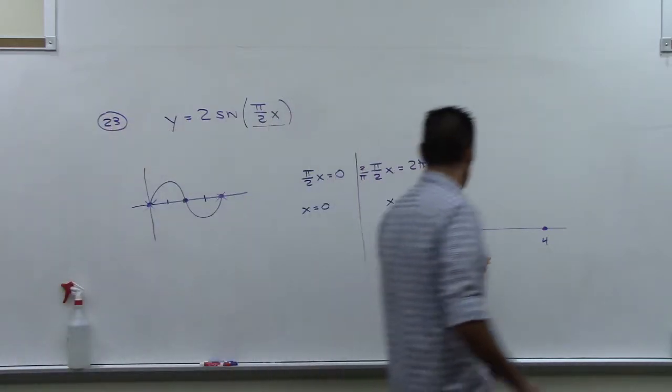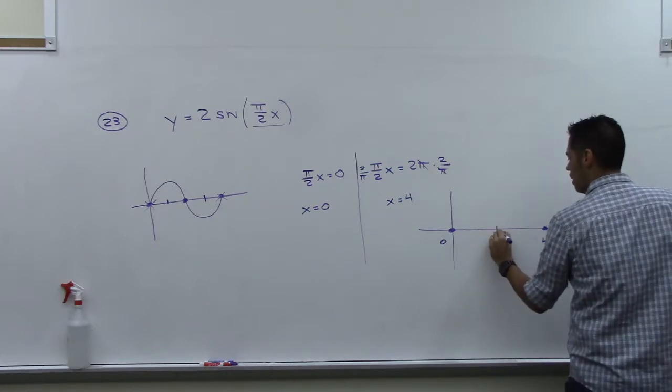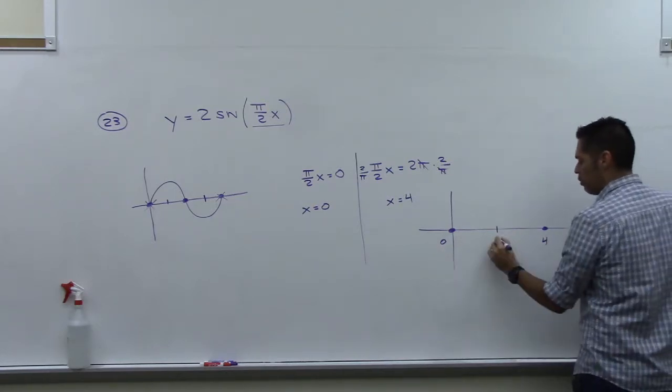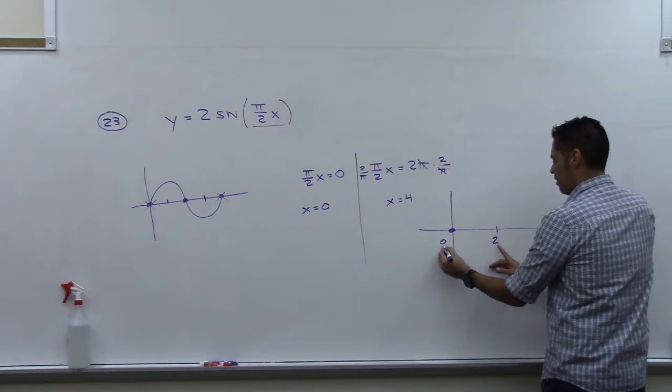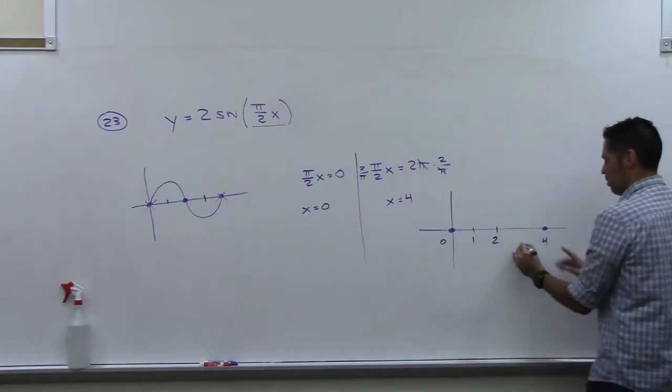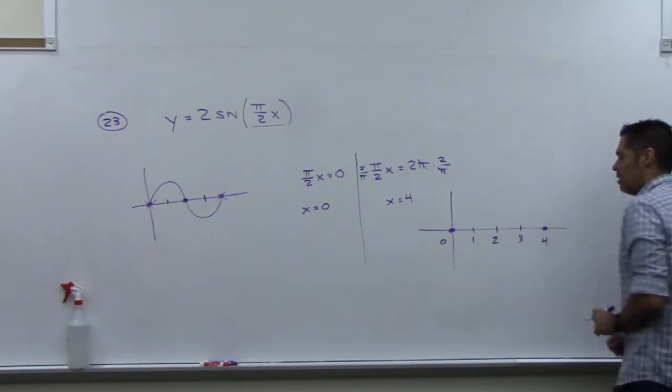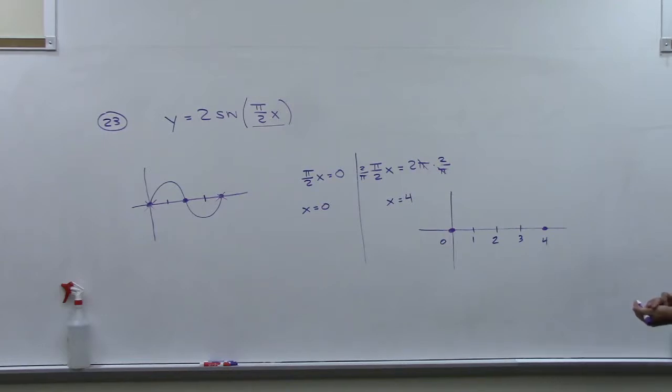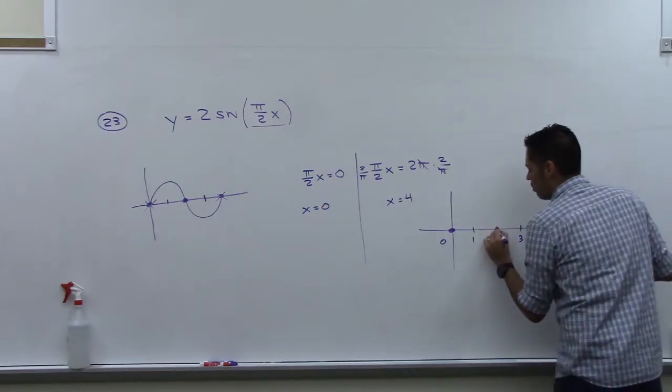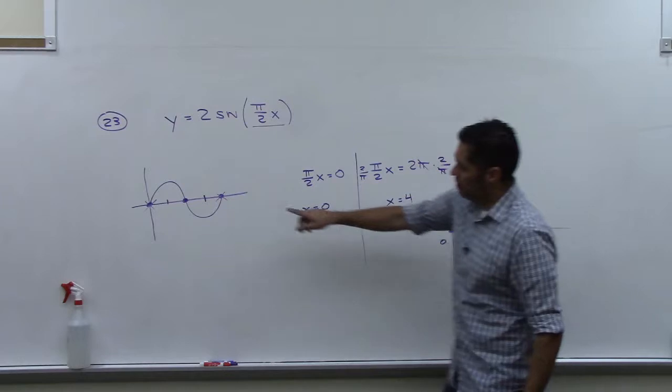So I'm going to split this up. First, halfway between 0 and 4 is 2. Then halfway between 0 and 2 is 1. And of course, halfway between 2 and 4 is 3. So I know those points exist. And I know that my middle point is going to have to correspond to another x-intercept.